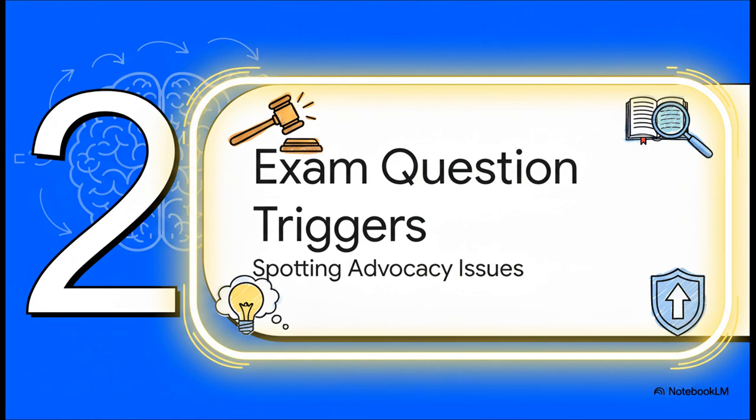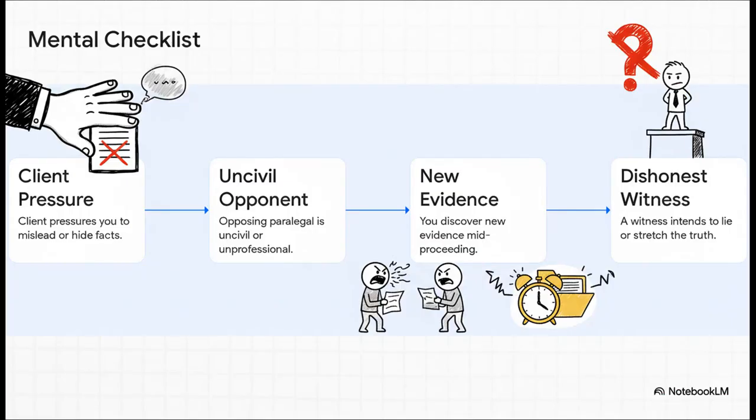Okay, let's get practical. How do you actually spot an advocacy question when you're in the middle of the exam? You've got to train your brain to recognize specific fact patterns. When you're reading a scenario and you see any of the things we're about to talk about, a huge neon sign should just light up in your head that says, Chapter 12, Advocacy. Think of this as your mental checklist.